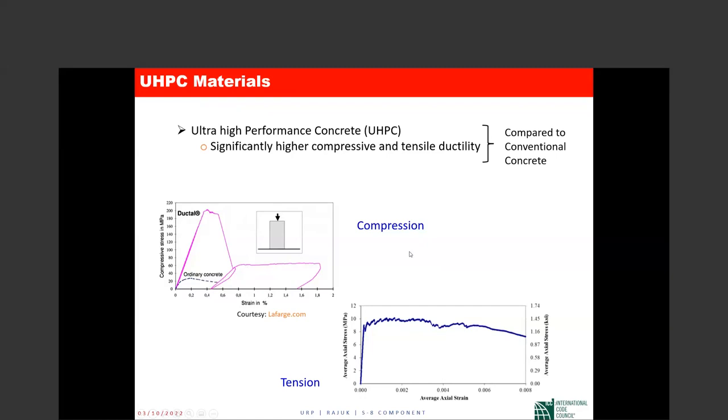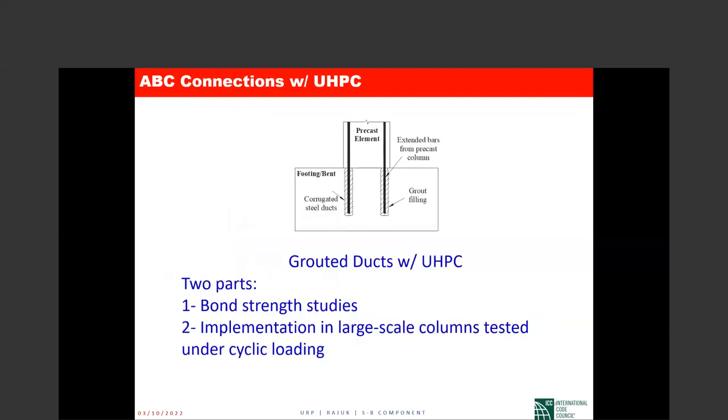Under tension, if you look at the lower figure, you notice that at some point we begin to have cracking, and the capacity is stable. But then we are able to maintain that capacity for relatively higher strain. In ordinary concrete, as soon as we have a cracking, we have failure. However, the fibers hold the UHPC and allow us to have some level of ductility.